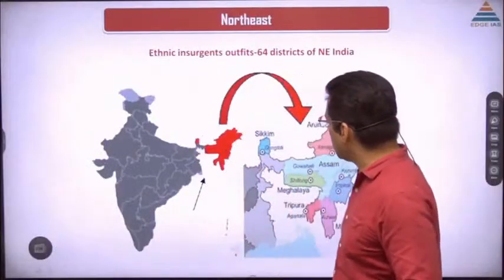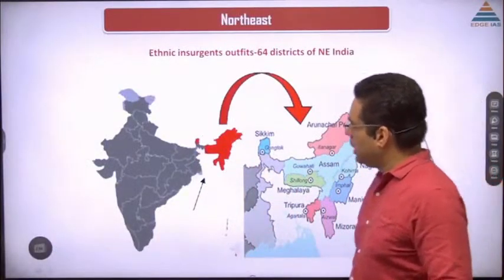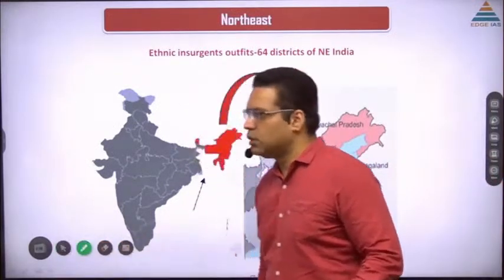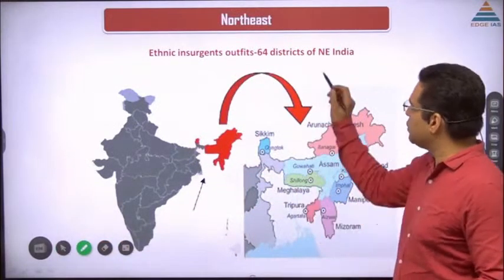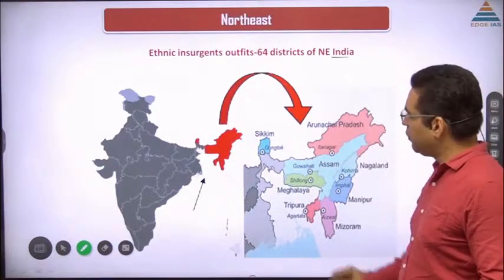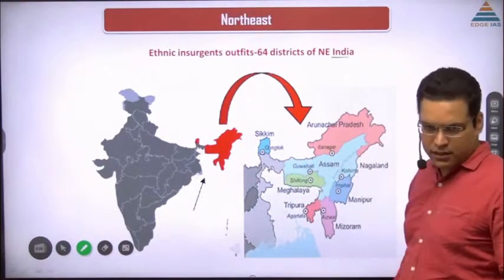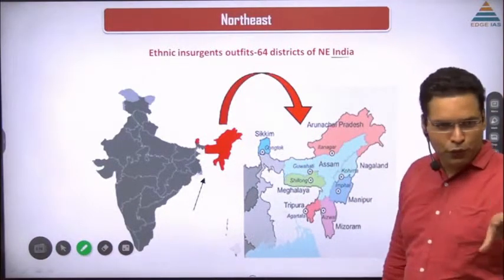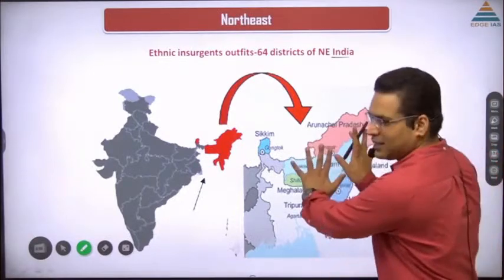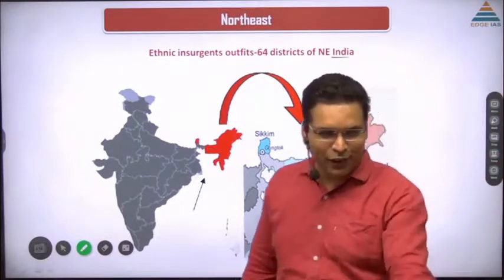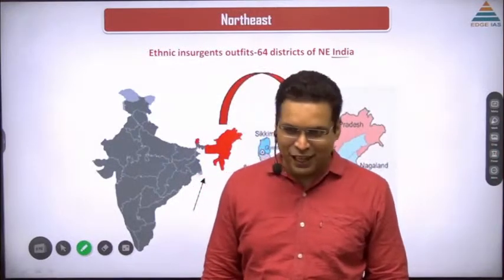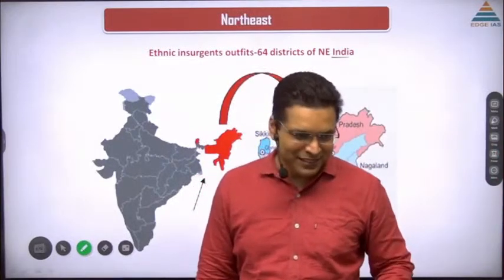So Northeast, as you can look, if you look at the Northeast domain or region, there are a total of 64 districts in Northeast India. If I include Sikkim, there are 8 states. And if I hide this map, how many of you can locate all the 7 sisters?